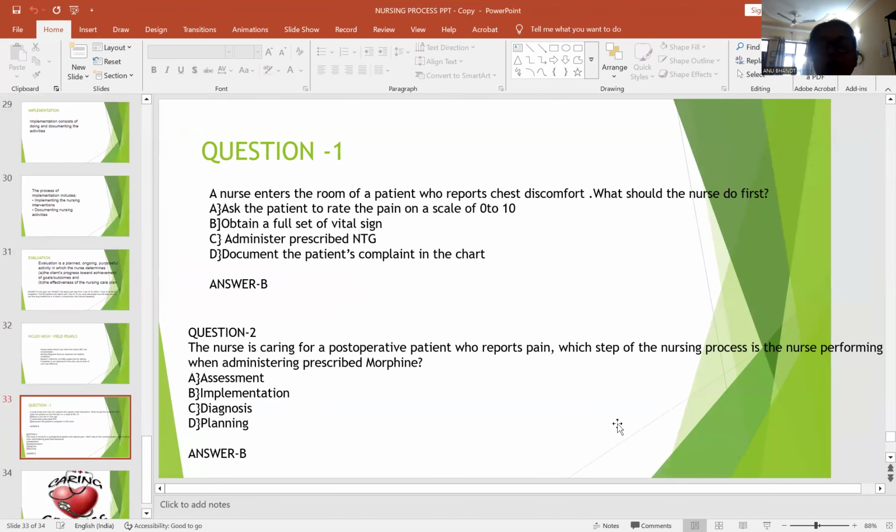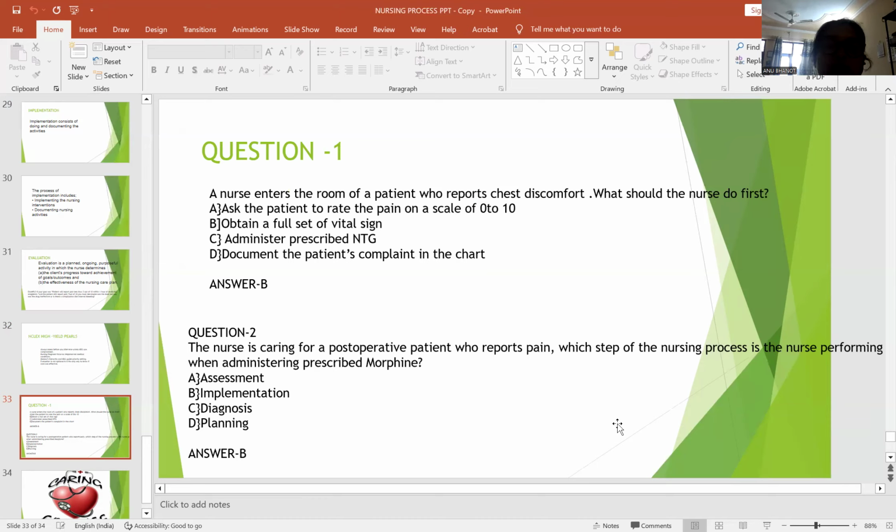Now we will discuss one or two questions on this topic so that we know whether we understood it or not. For example, my first question is: a nurse enters the room of a patient who reports chest discomfort. What should the nurse do first? Ask the patient to rate the pain on a scale of 0 to 10, obtain a full set of vital signs, administer the prescribed antidote, or document the patient complaint in the chart.